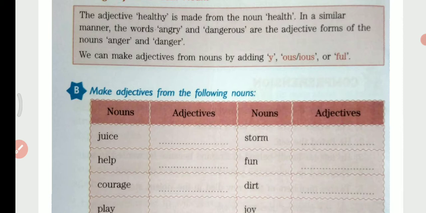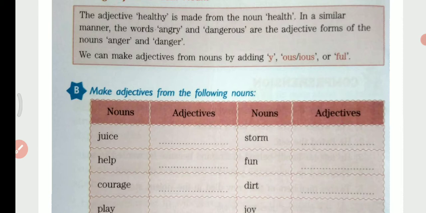A word that describes a noun. कोई भी ऐसा word जो noun को describe करता है. Any word that gives us more information about the noun, that refers to an adjective. So I hope that the concept of adjective is clear to everybody.